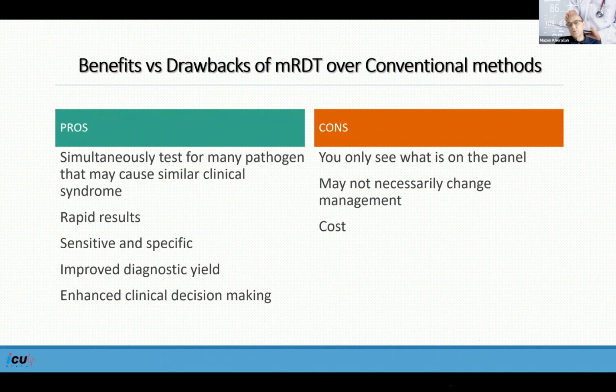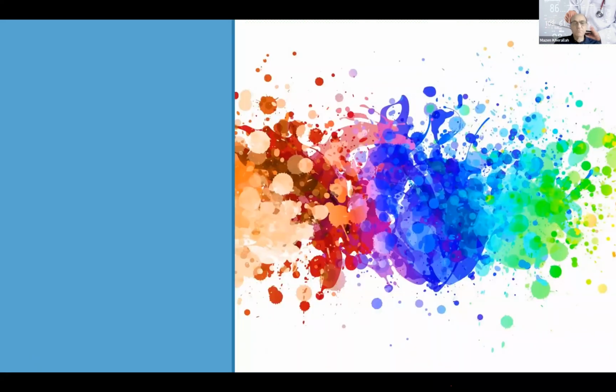However, the drawbacks would be you only see what is on the panel. So this is a targeted test towards specific organisms. If what you have is different than what is on the panel, you won't be able to detect that organism. And if it is not used clinically within the stewardship program that you have within your hospital, it may not change management. At that time, you would be concerned about the added cost to the patient if we're not changing the management for the patient.